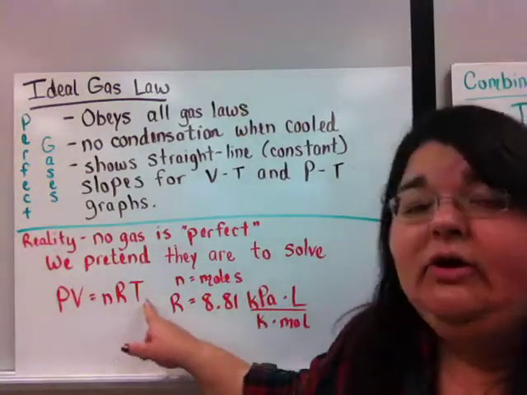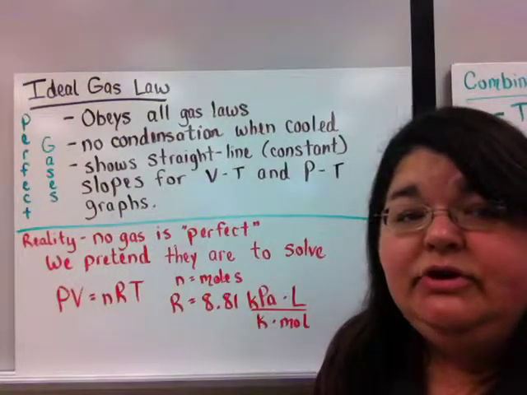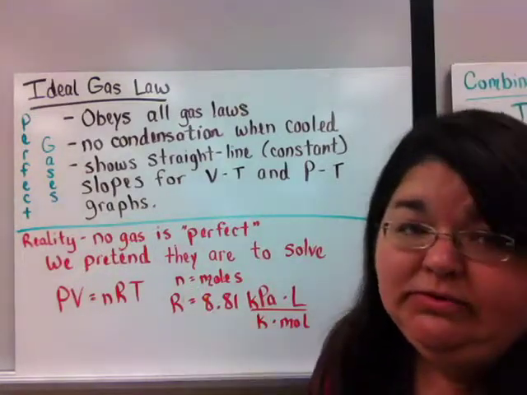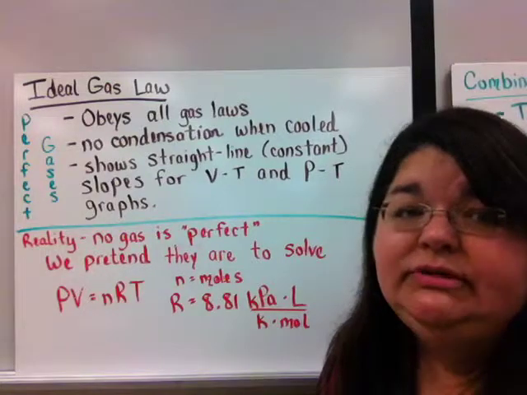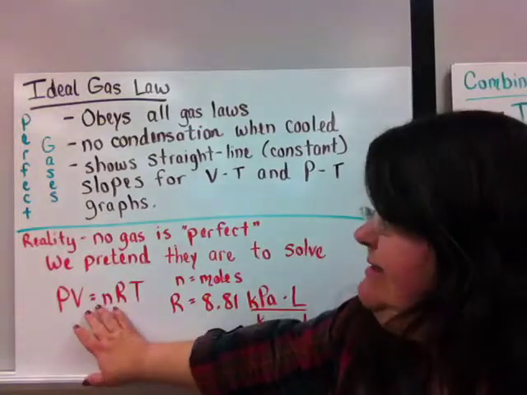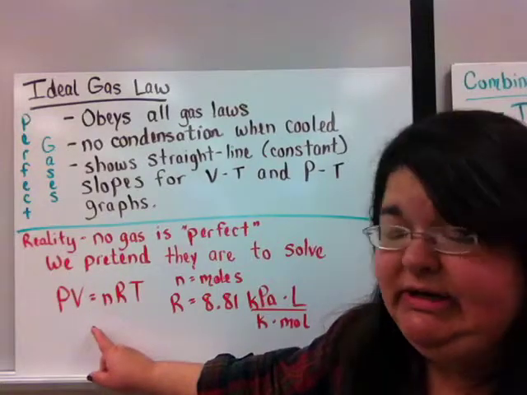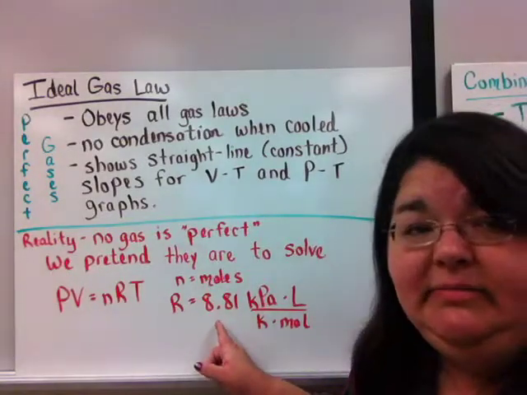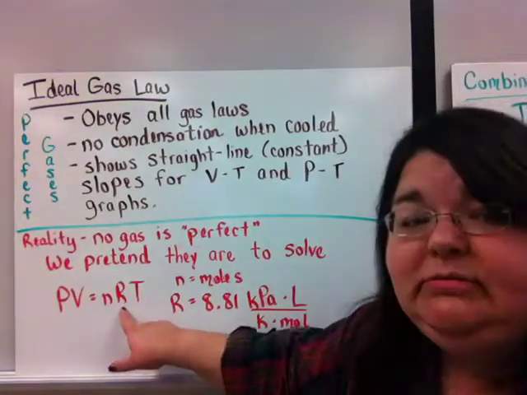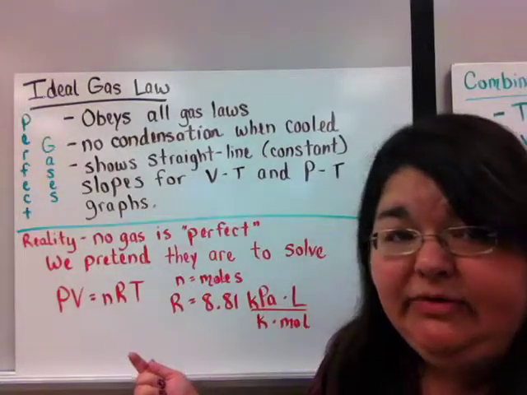PV equals nRT. Now, we've seen the P, the V, and the T before. The two things that are new are the n and the R. n means moles. It's the number of moles of the gas. And R is the constant that makes this equation true. If I took this out, this would be an untrue equation. So what this constant is telling me is that I need a constant value of 8.31 to multiply right here in order to make this relationship true for every ideal gas.